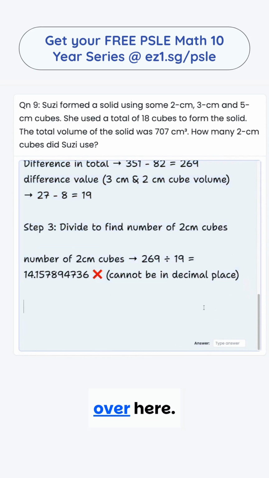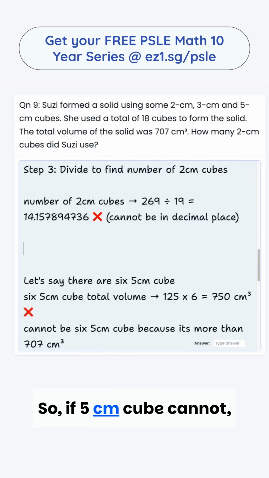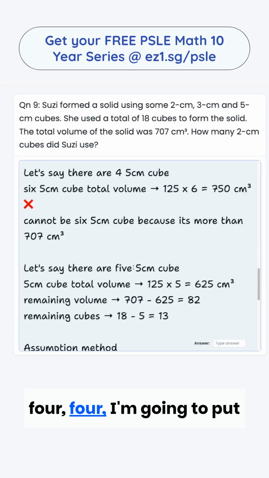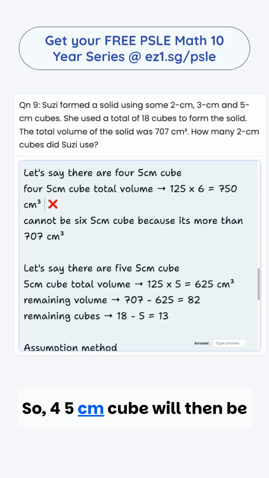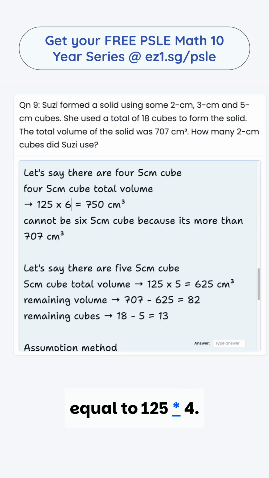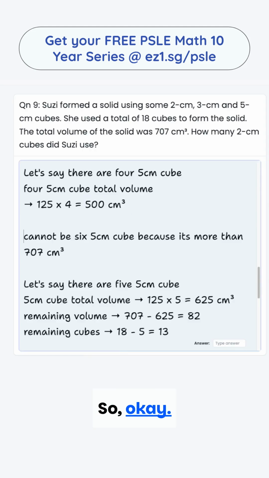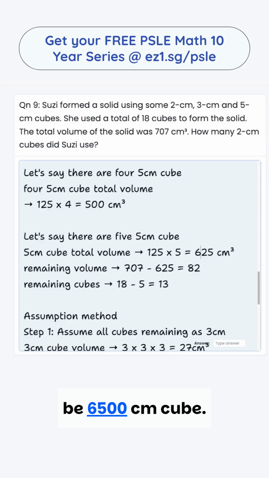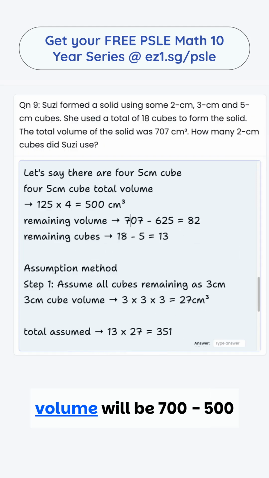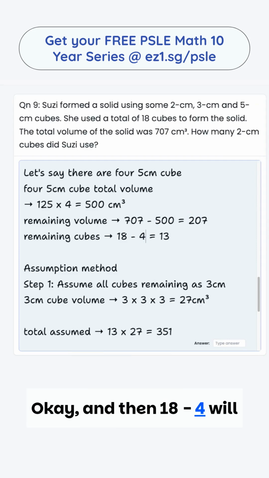I'm going to copy and paste this over here and redo the same thing. So if 5 cubes cannot work, let's say there are 4 5 cm cubes. 4 5 cm cubes will have a total volume of 125 times 4, which is 500 cm cube. So the remaining volume will be 707 minus 500, which is 207, and 18 minus 4 is 14.